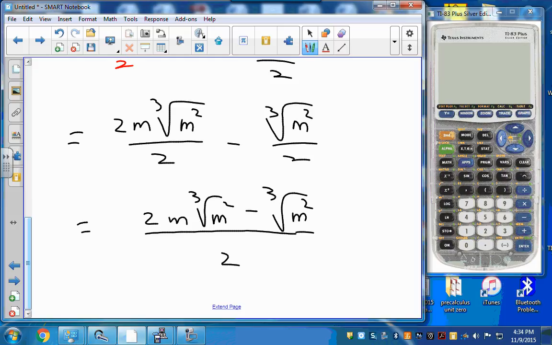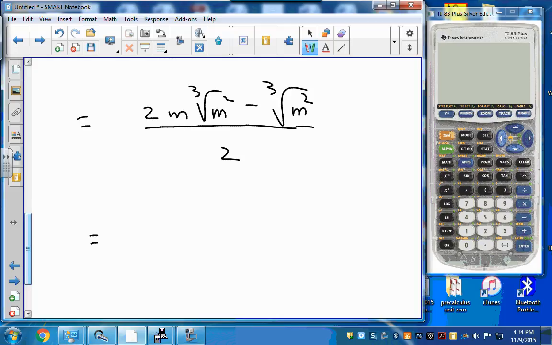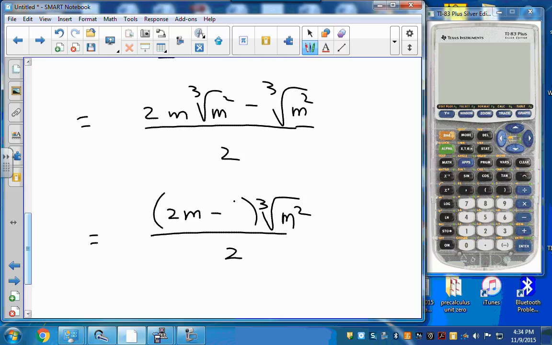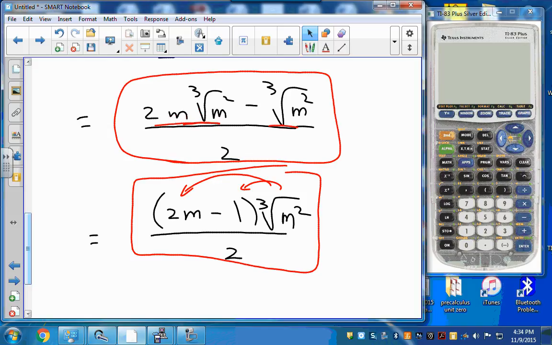About the only thing I can do, just looking at the numerator, I can go ahead and factor out the cube root of m squared. I'm not sure I have to do this, but look at the answer in the back and see what he has. Here, if I'm just checking, there's 2m of them, and there's minus 1 of them. So 2m of them, minus 1 of them. Here's my final answer. Or if you want, you could leave it this way. Both are correct. Okay. The last problem in the set is 53.